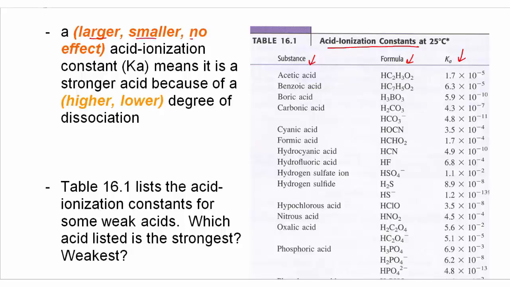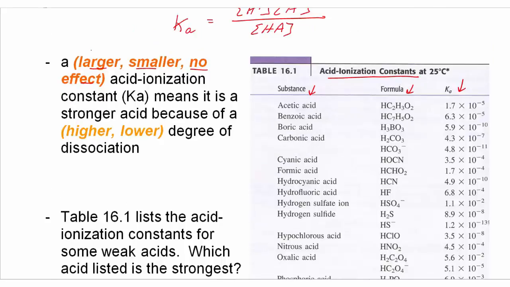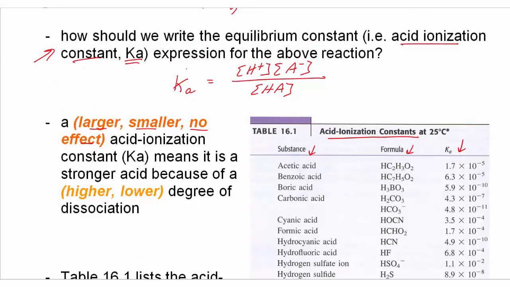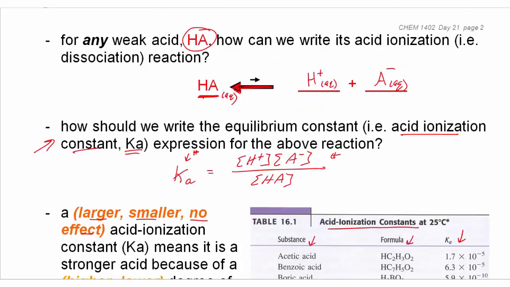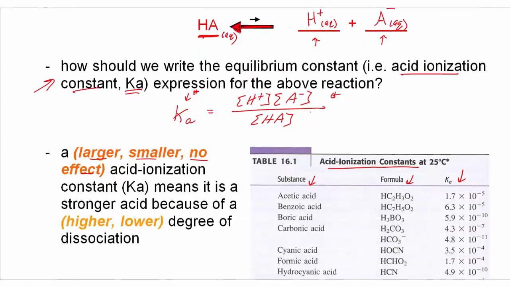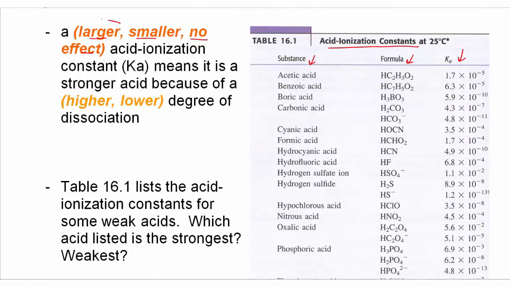Larger, smaller, or is there no effect? A larger acid ionization constant means it is a stronger acid. So is a bigger or smaller Ka a stronger acid? Well, if this is a bigger number, that means we have to have more on top here, right? So that would mean that we have more dissociation. So larger acid ionization constants means it's a stronger acid because of a higher degree of dissociation.